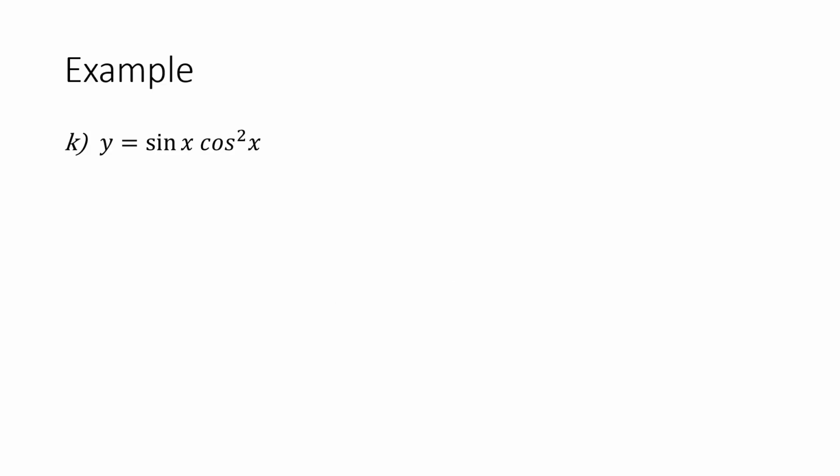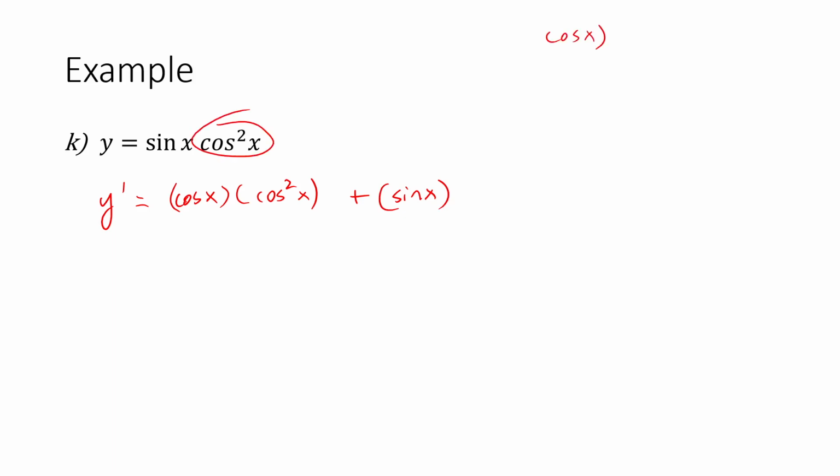Now in this next question, we have sine x times cos squared of x. So our derivative will be derivative of the first, which is cos x, times the second, which is cos squared x, plus the first, which is sine x, times derivative of the second. So we're looking at derivative of cos squared x. Well, let's move that over to the side and just think for a moment. That's the same as cos x quantity squared.